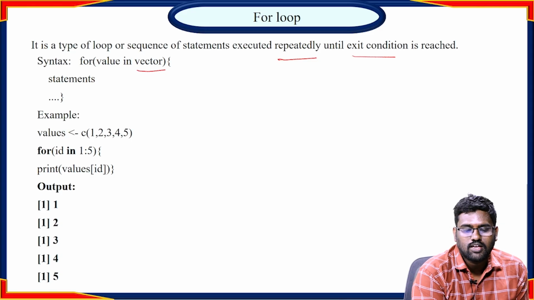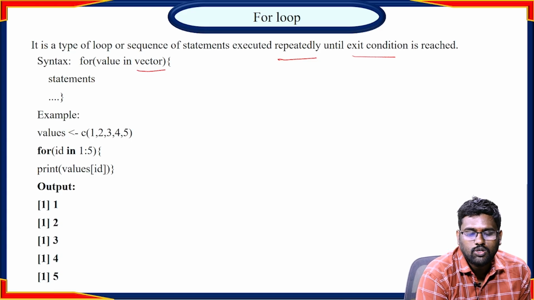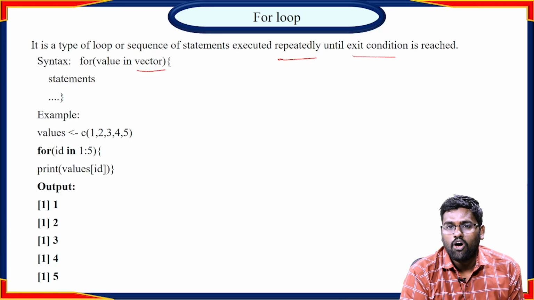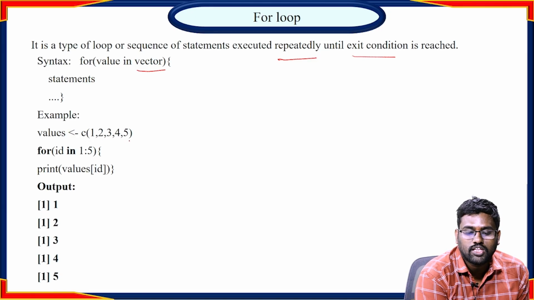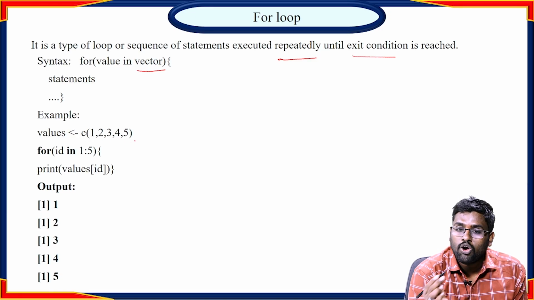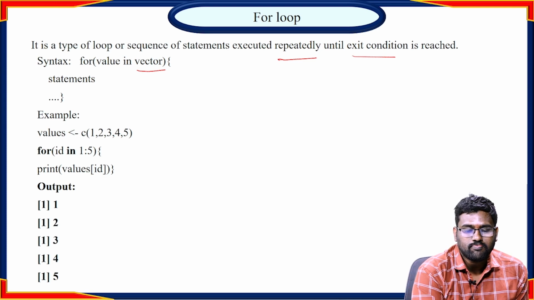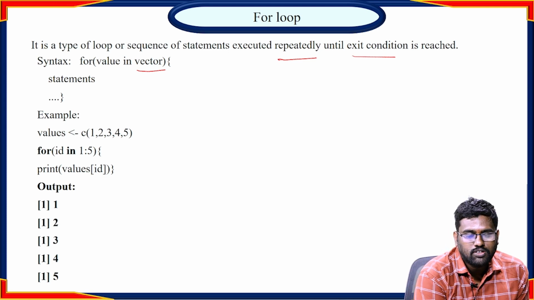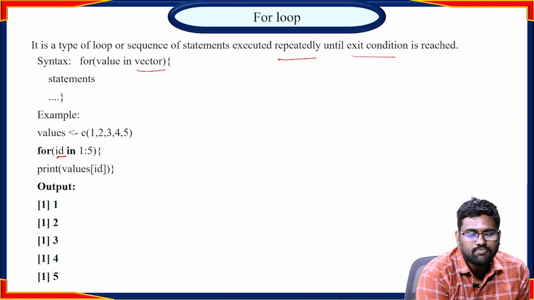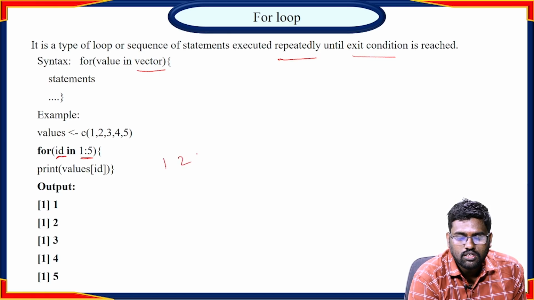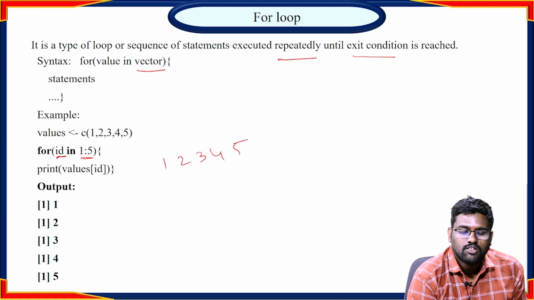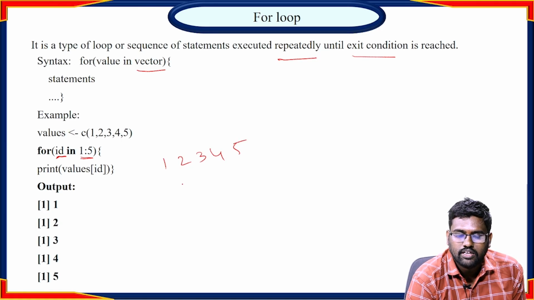For this I have taken an example with values as c of 1, 2, 3, 4, 5. c is a collection of a sequence of elements represented in one collection, so it accepts n number of elements. For value, our variable is ID, in 1:5. So it takes the values 1, 2, 3, 4, 5. First, values of 1, in the vector, is 1.